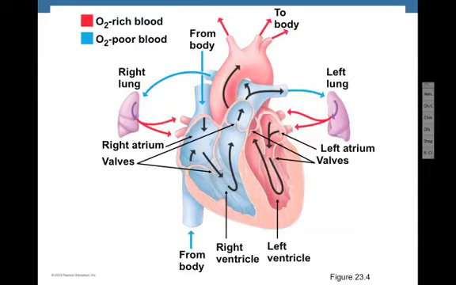We have 4 valves in the heart that are very important to know. These valves prevent backwashing of blood. So they shut down, they close, in order to allow pressure to build up so that the heart can really force that blood out. And that's where blood pressure comes from.